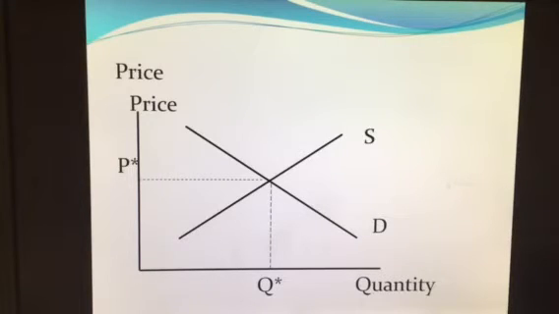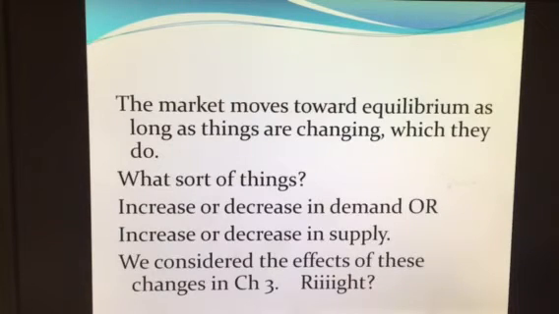But the market really only moves toward equilibrium as long as things are changing, which they constantly do. And of course, the sort of things that change have to do with cost of production, demand, changes in the items that influence demand. Well, we're about to get to those right now. Recall, first of all, we have to distinguish between movement along a curve and a movement of the curve, that is, a shift of the curve.